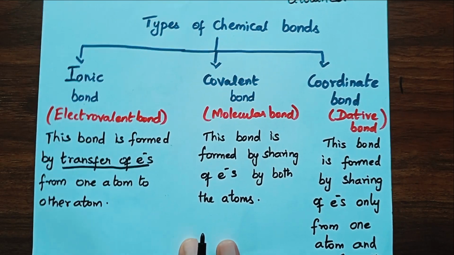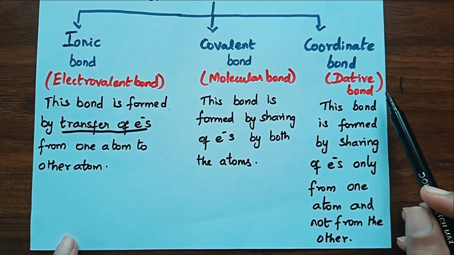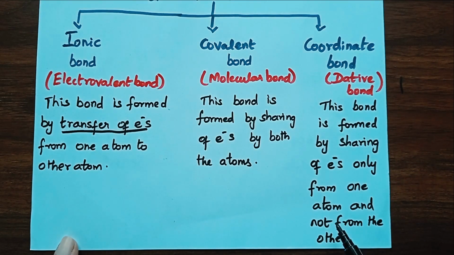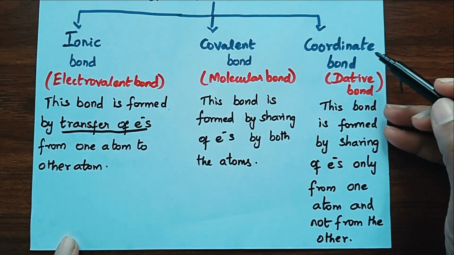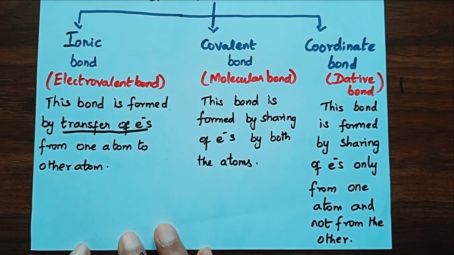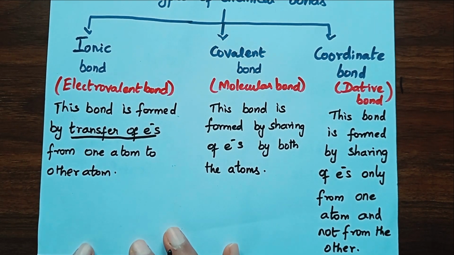Next we see what is a coordinate bond. Coordinate bond is also called as dative bond, and this bond is formed by sharing of electrons only from one atom and not from the other. Like one atom will share its electron, but the other atom will not share its electron. Such type of bond is called as coordinate bond. Now we see in detail about what is an ionic bond and covalent bond in this video.